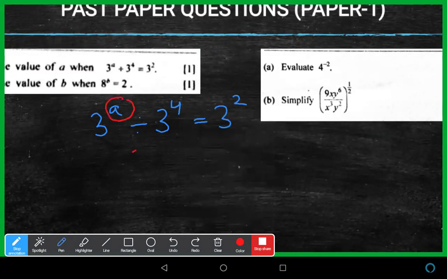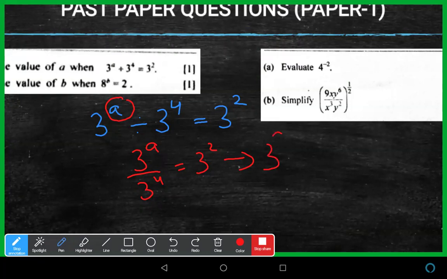So they are dividing 3 to the power a by 3 to the power 4, which is equal to 3 squared. We know that when the bases are the same and the two values are being divided, we can subtract the powers. We already did this concept in the previous video. If you haven't watched the previous video, go and watch it. I have already shared the link in the description.